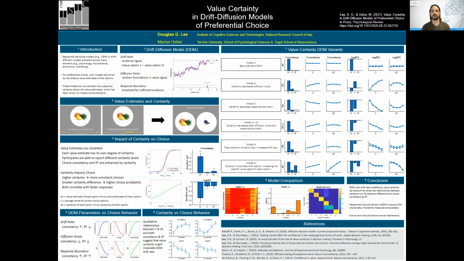In conclusion, we showed that a DDM with the drift rate modified by value certainty can account for the empirical relationships between certainty sum and certainty difference on both choice consistency and RT. And we propose that researchers in the future might want to consider using this type of DDM to better account for their choice data, assuming they're able to collect measures of value certainty.